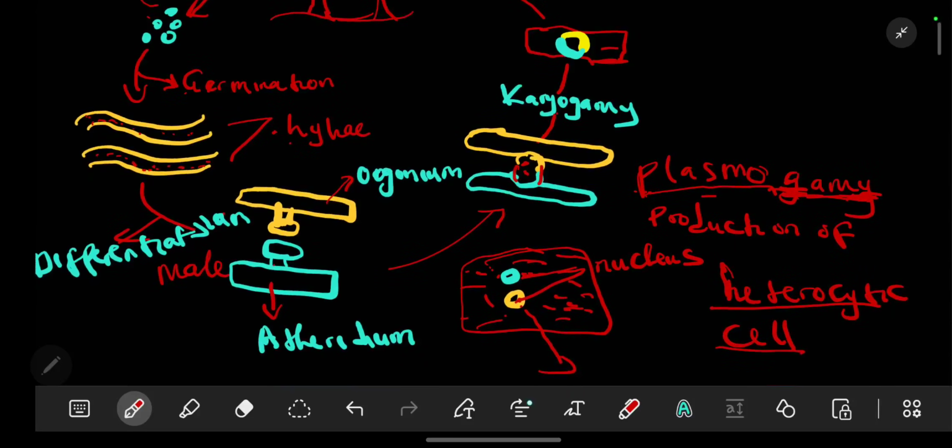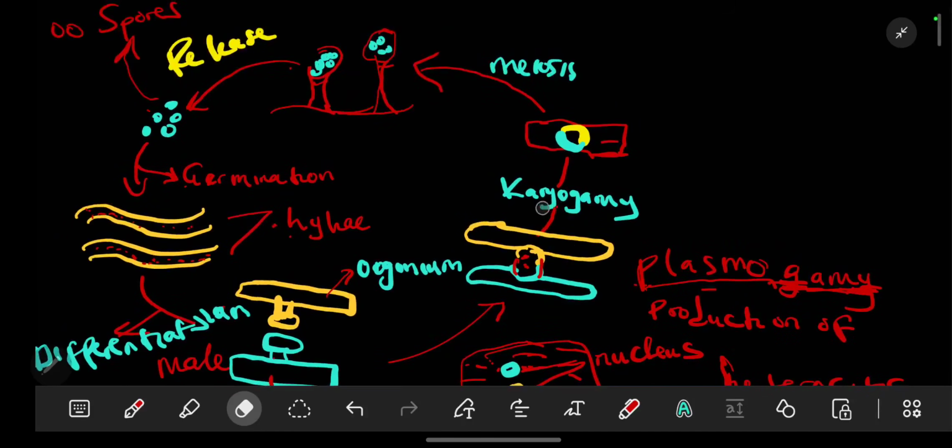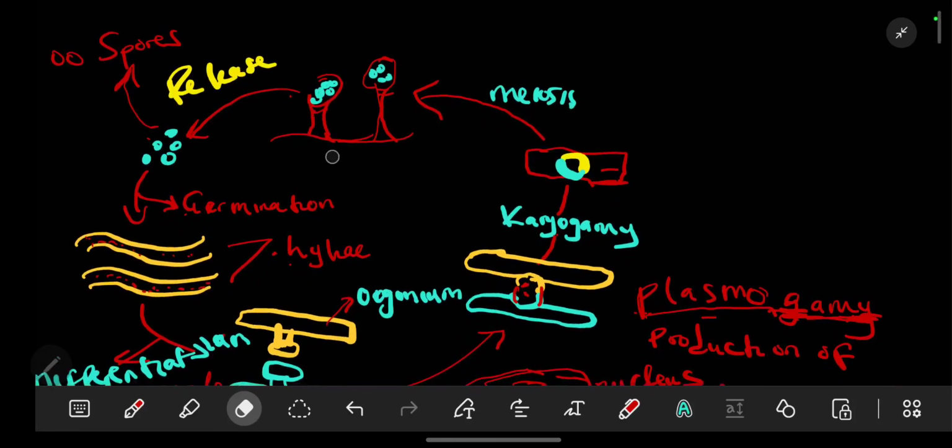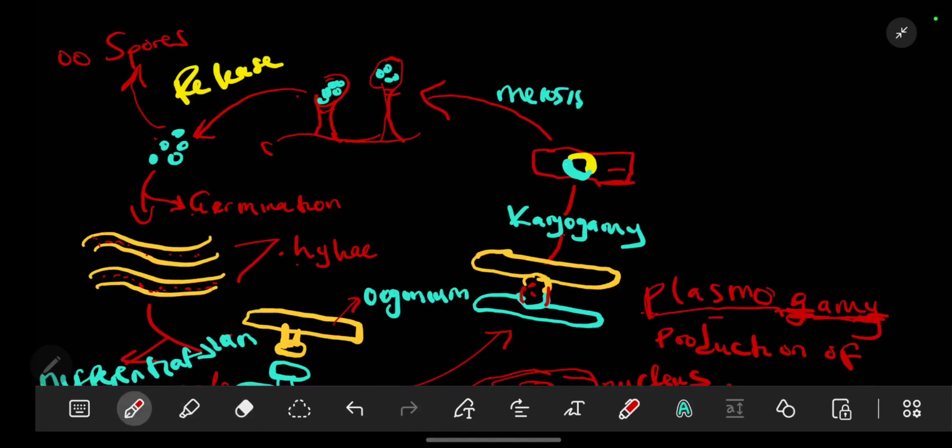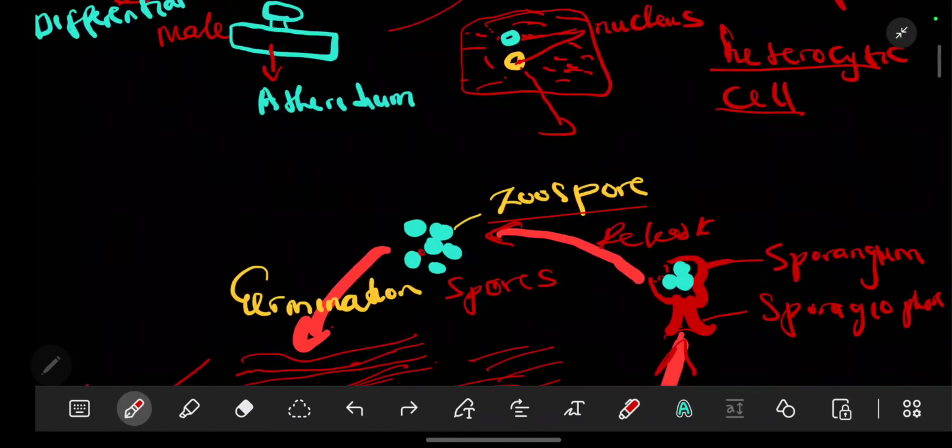This heterocytic cell will now be able to undergo karyogamy, which is the fusion of the nucleus. From there, we have the meiosis. Meiosis will now be able to produce. So this organism, the whole thing that is created after meiosis, is Oomycete. So under Zygomycete, what is produced is a Zygomycete such as Rhizopus. So that's that under sexual reproduction.